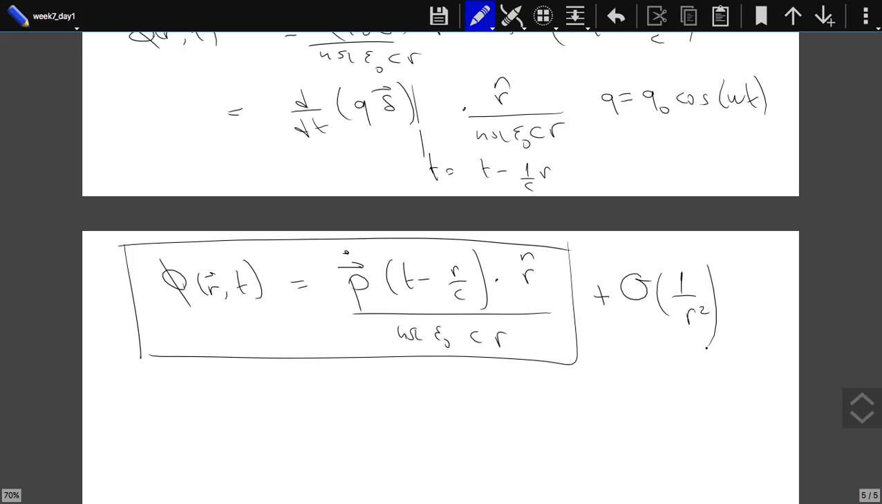When I'm taking the gradient of this thing, the gradient will receive contributions from the gradient of 1 over r, which will be 1 over r squared, which I'm not interested in. But it will also take contributions from the gradient of the p dot, because p dot depends on r. That will be the electric field that has this 1 over r dependence.